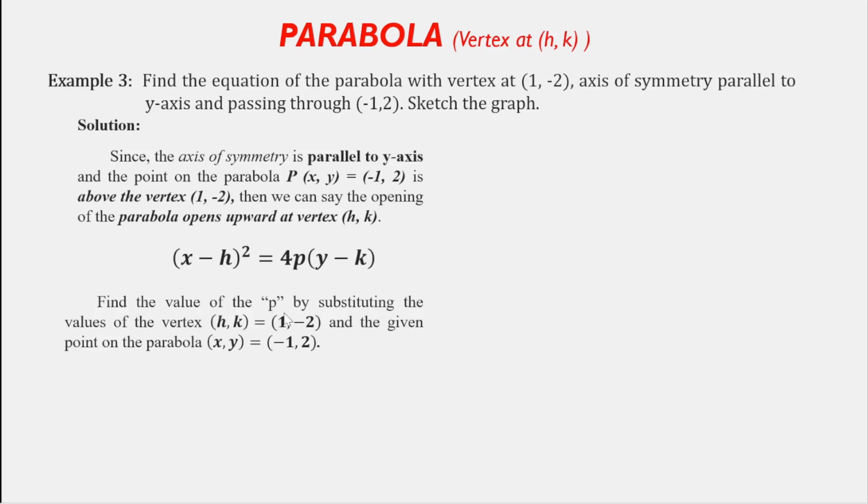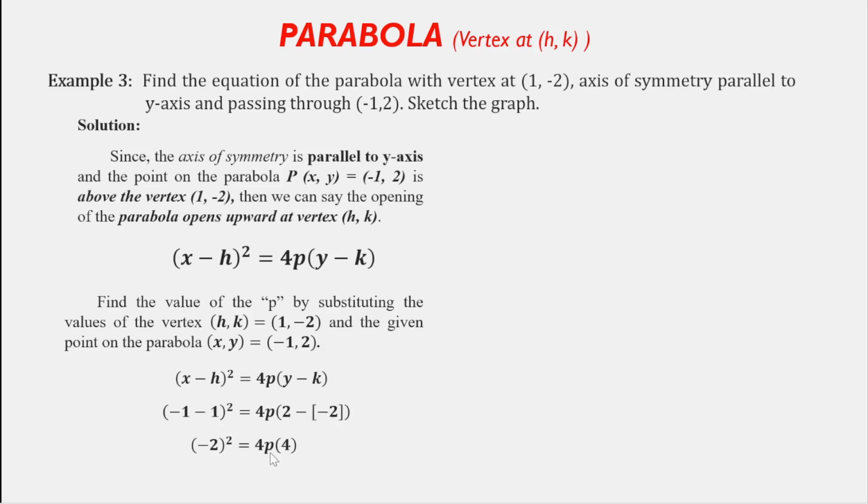Find the value of p by substituting the values of the vertex (h, k), which is coordinate (1, negative 2), and the given point on the parabola (x, y), which is coordinate (negative 1, 2). We substitute x equal to negative 1, h equal to 1, y equal to 2, and k equal to negative 2. As we simplify further, negative 1 minus 1 is equal to negative 2, and 2 minus negative 2 is equal to 4.